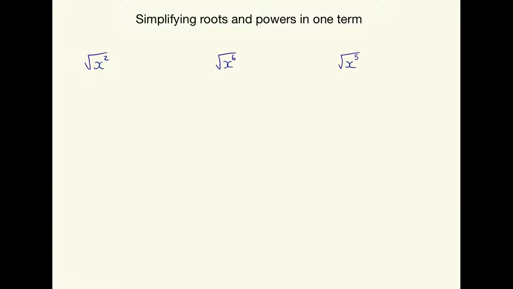Now, the general rule is that when you square something, so multiply a term by itself, and then you're asked to square root that same term, those two functions are the opposite of each other. So squaring and square rooting are the opposite of each other. And so what you're going to end up with is just the final answer is whatever number or letter you have inside that square root. So the square root of x squared is just x, right?